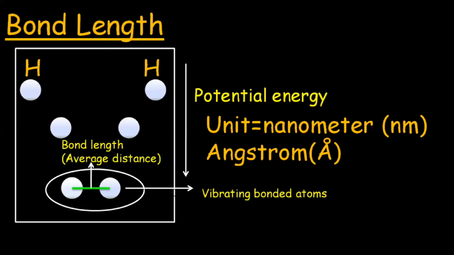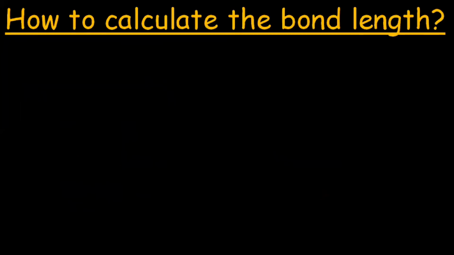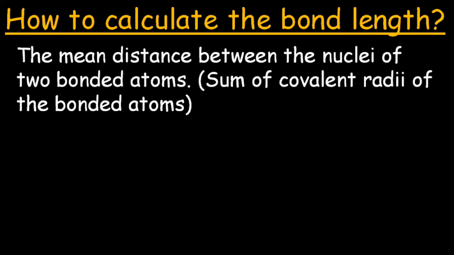Now let's learn how to calculate the bond length. As we have discussed, bond length is the mean distance between the nuclei of two bonded atoms. It can be calculated by adding the covalent radii of bonded atoms. For example, these are two atoms which are bonded. One half of their bond length is the covalent radius of an individual atom. If we add the covalent radii of both the atoms, we can calculate the bond length between them.